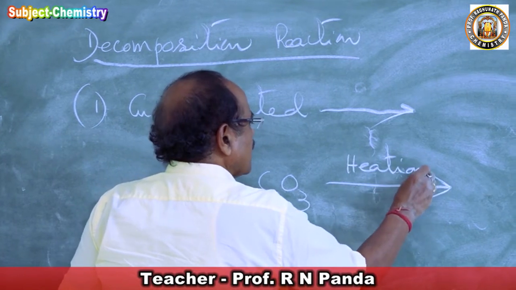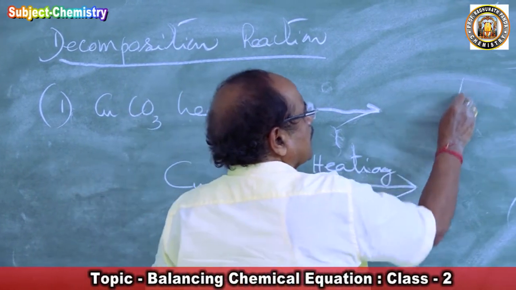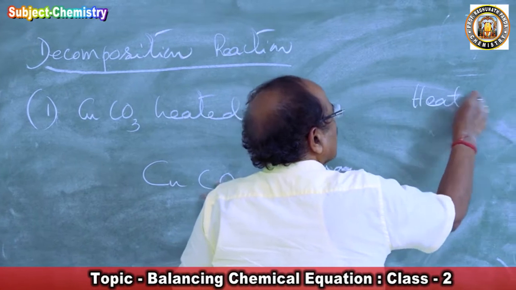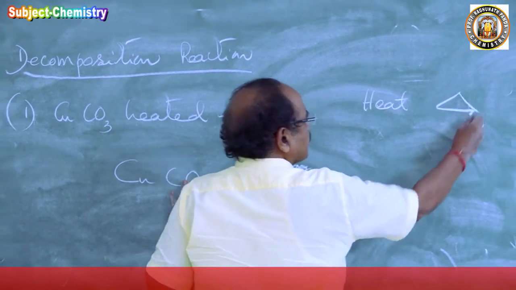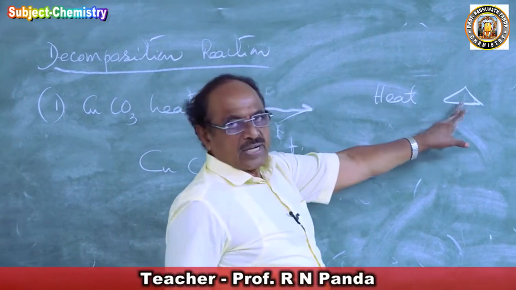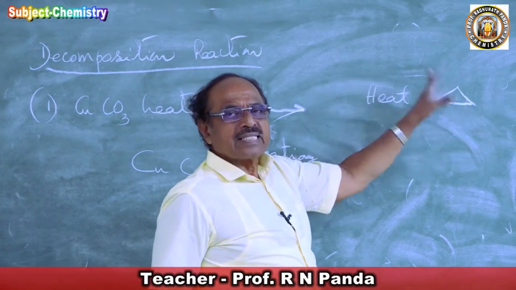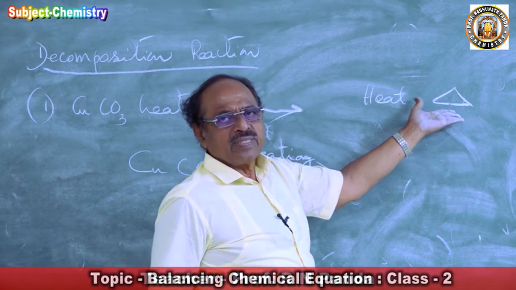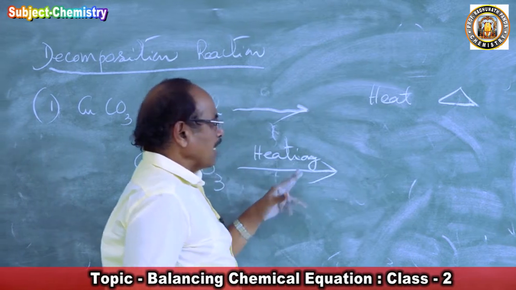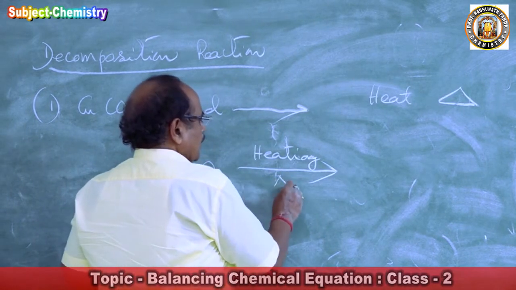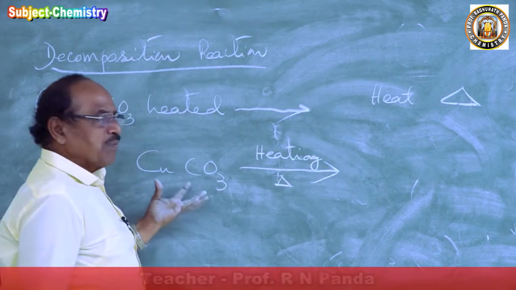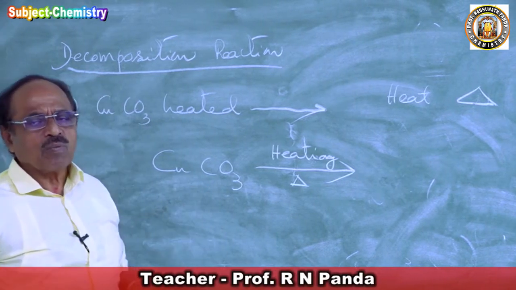So in chemistry, the symbol for heat is a triangle. Anywhere a triangle sign is given, it means it is heated. So in heating I can write this. What is this? A molecule. What is copper carbonate? It is a molecule.